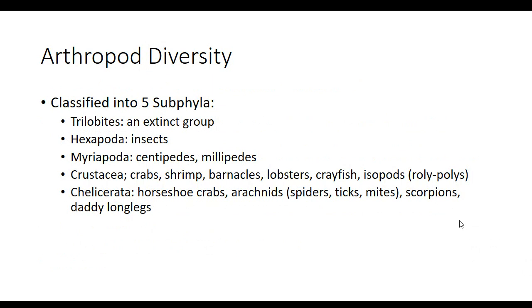Some of them have what are called book lungs, which are just like pages of paper in a book that are a lot of surface area for absorbing oxygen from the air. Others, like spiders, have those book lungs. Insects have a system of tubes that are called trachea.